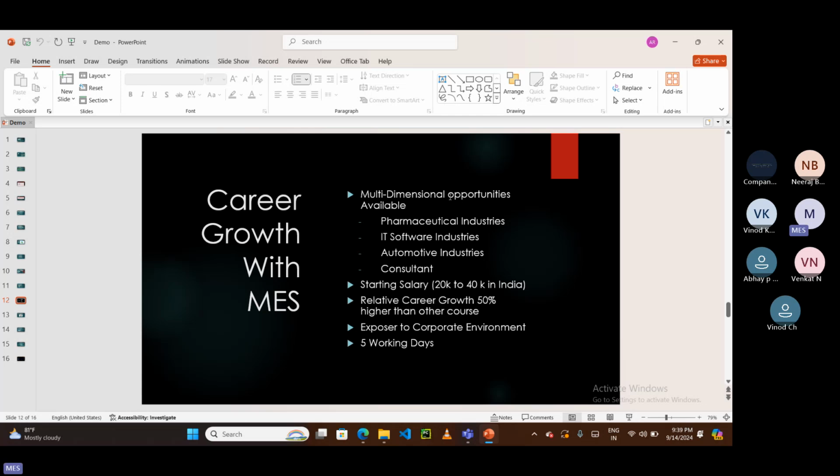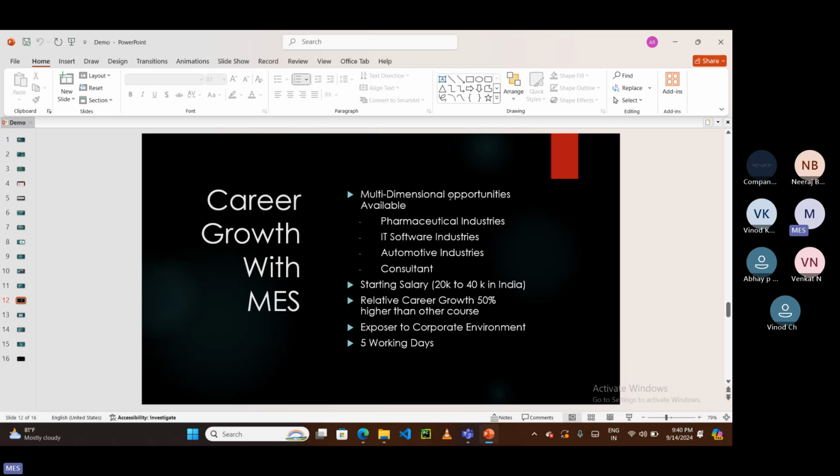So multiple opportunities are there: pharmaceutical industry, IT, software, and automotive industry consultant. So starting salary would be very less if you are a fresher. But as I can understand, you people are already experienced, so you will definitely get a good salary and good positions also. And you won't get the junior positions, like recipe designer and all.